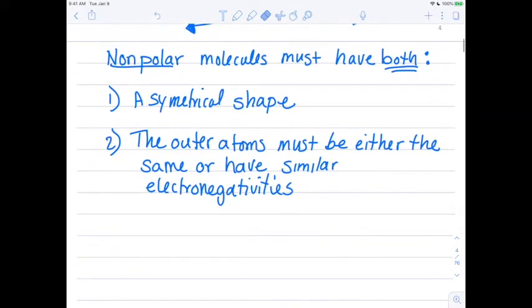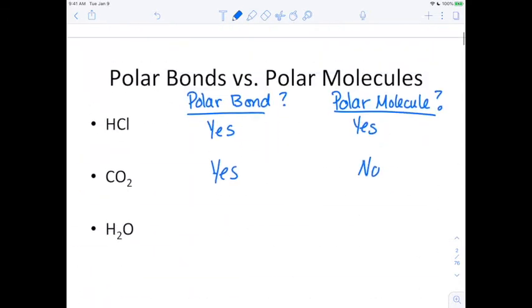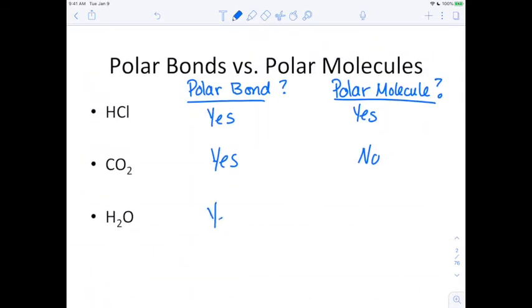All right, any questions about the rule that we just came up with? Or I should say the two rules for nonpolar molecules. They both must be symmetrical, and their outer atoms must be the same or have very similar electronegativities. All right, so yes, there's a polar bond, and yes, it is a polar molecule. So we're going to do a bunch more examples, but questions on anything?